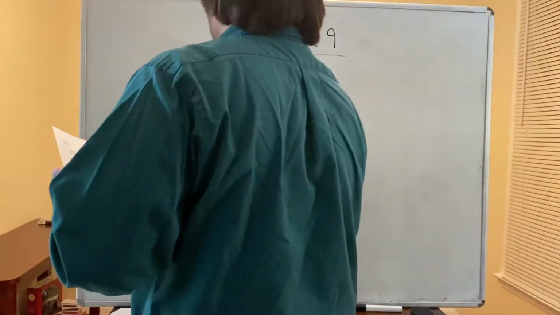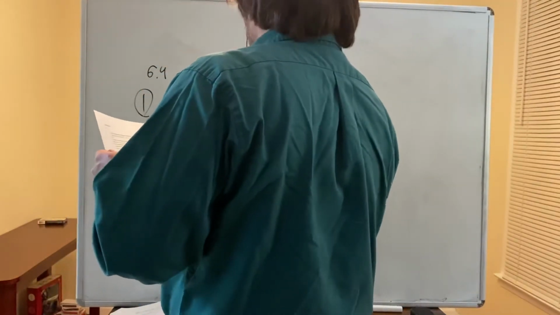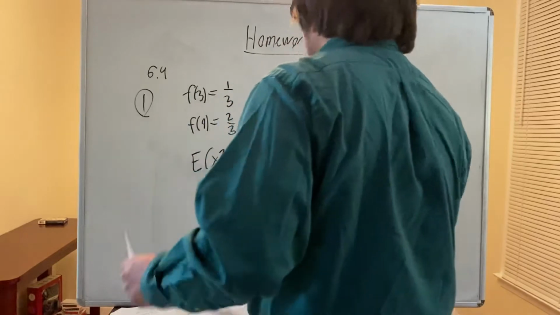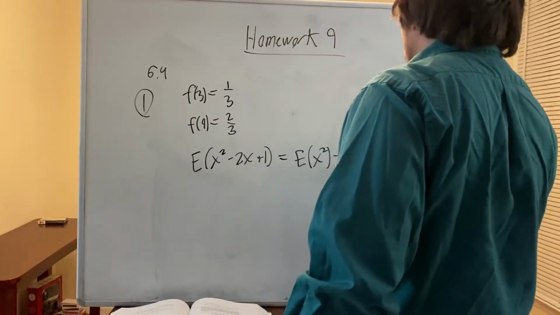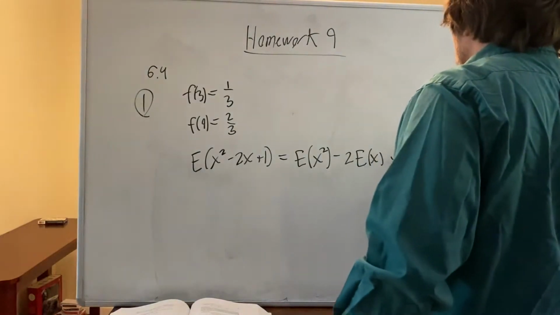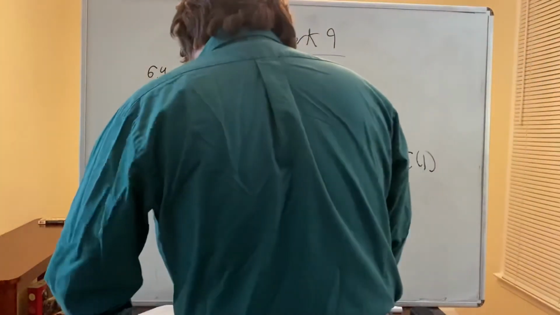So E of X squared minus 2X plus 1 is equal to E of X squared minus 2 times E of X plus E of 1. Okay, so theorem 6.4.